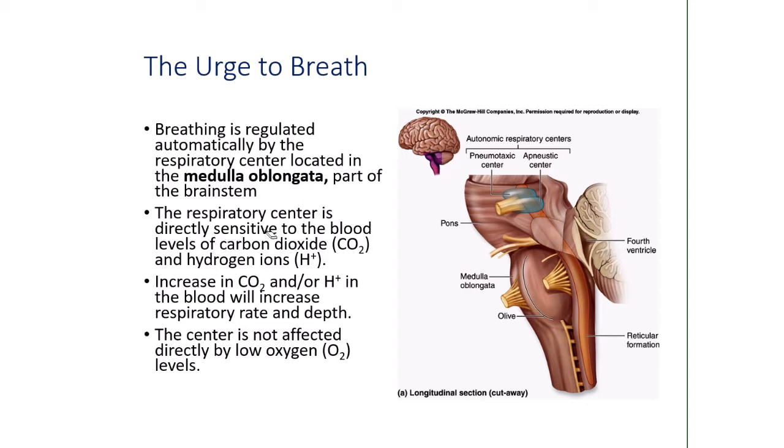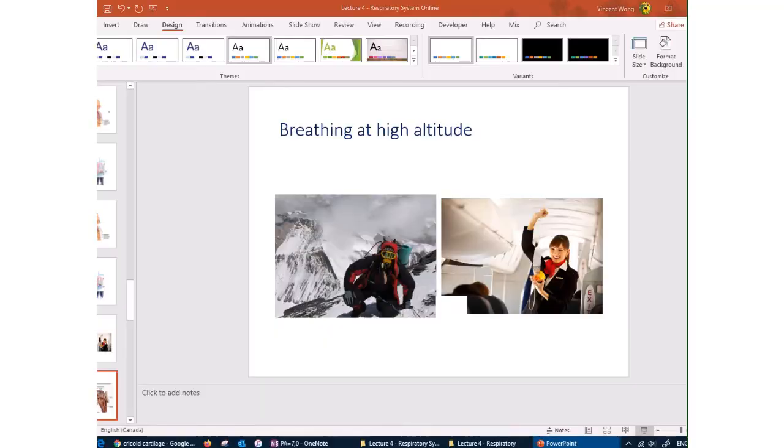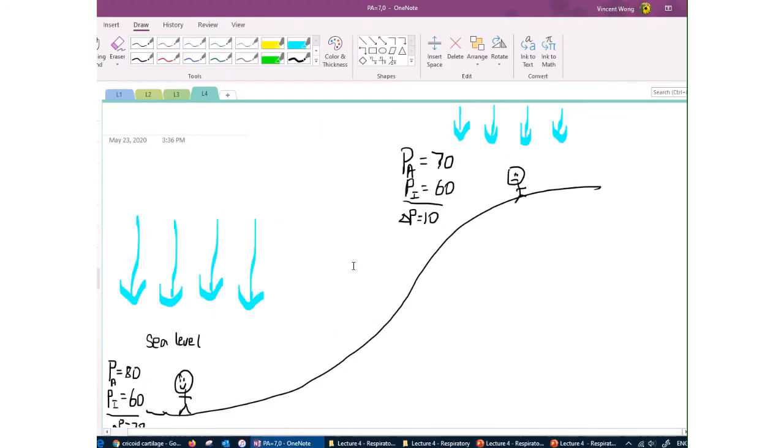And this center is going to be sensitive to carbon dioxide level in the blood, as well as hydrogen ion level in the blood. So the gas that drives breathing is actually high carbon dioxide. This center is actually not affected by low oxygen level. It is how much carbon dioxide you have that triggers your breathing. So let me explain something to you.